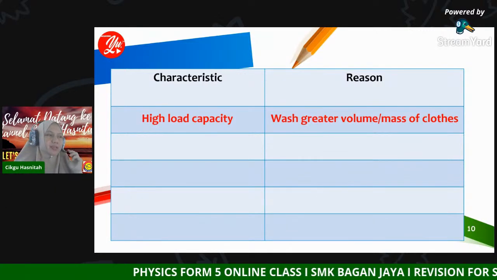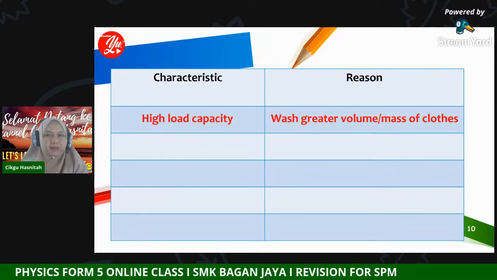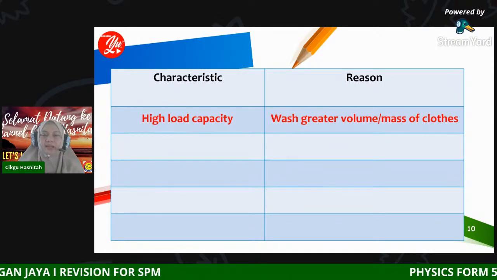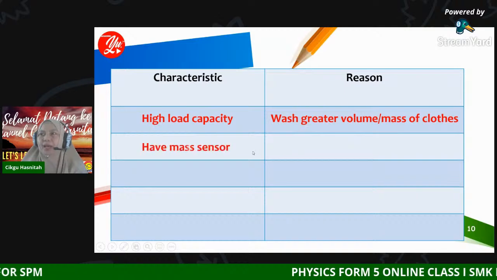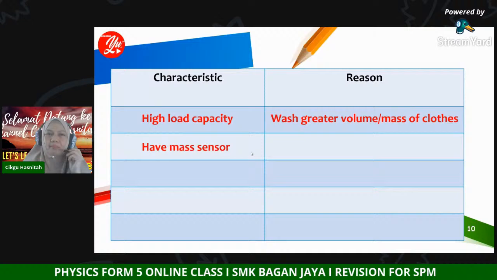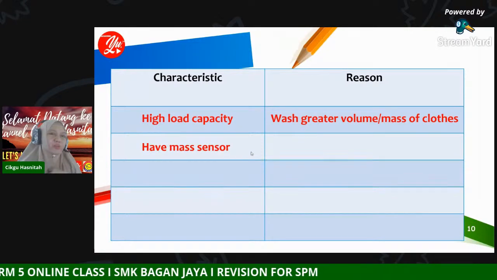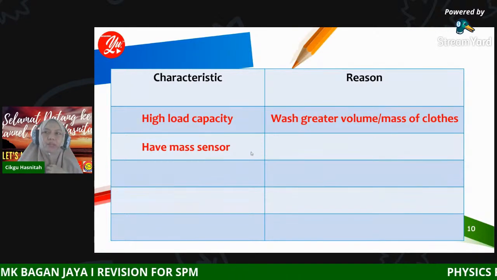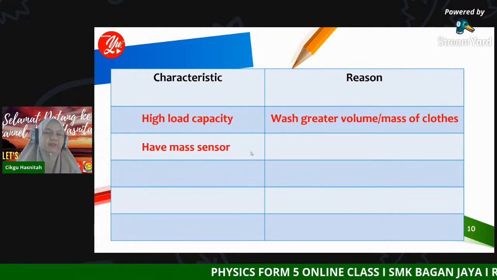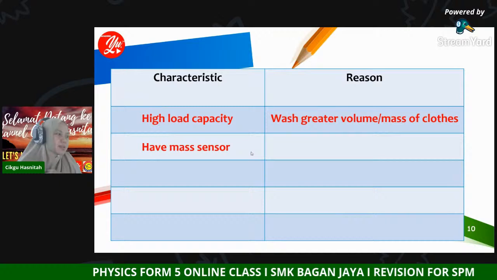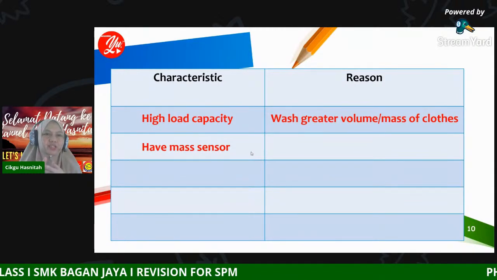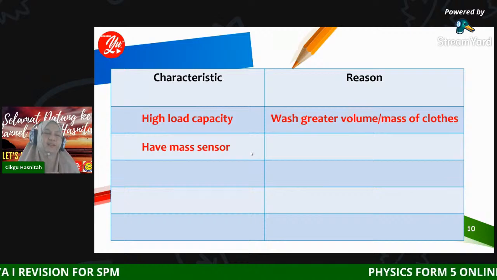Okay, second characteristic. Characteristic number 2, what to write? You can say with or without mass sensor. So which one is the better choice? So we choose a washing machine with a mass sensor. Okay, have mass sensor. What are the advantages of choosing a washing machine with a mass sensor?